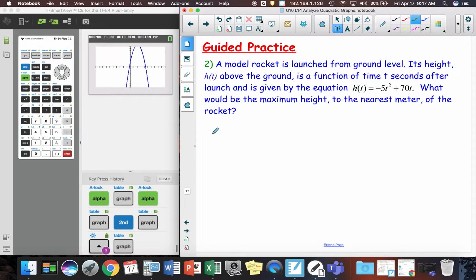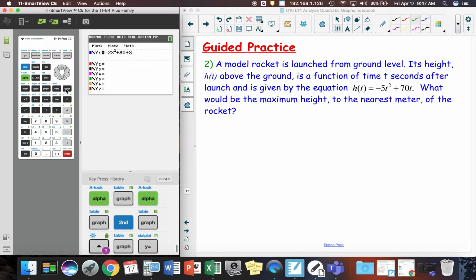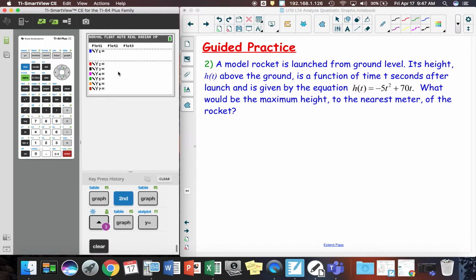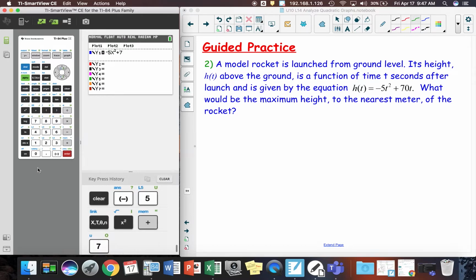Now, luckily, our calculator can do a lot of the work for us. So I go to y equals, I clear out whatever I have there, and instead of t, I'm going to use x. So we have negative 5x squared plus 70x. Again, they want to find the maximum height.